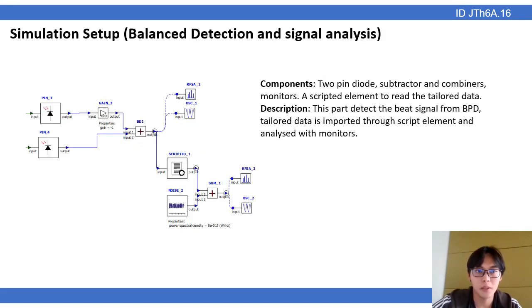The third part, I'll talk about a simulation setup for balance detection and signal analysis. Here we have two photodiodes, one subtractor and one combiner to simulate the balanced photodetection. Here we have a striped laser source. This is used to later combine the sliced data. And I have a noise adder here because we cannot simulate electronic noise in this simulation. And this is to increase the reliability of the simulation.